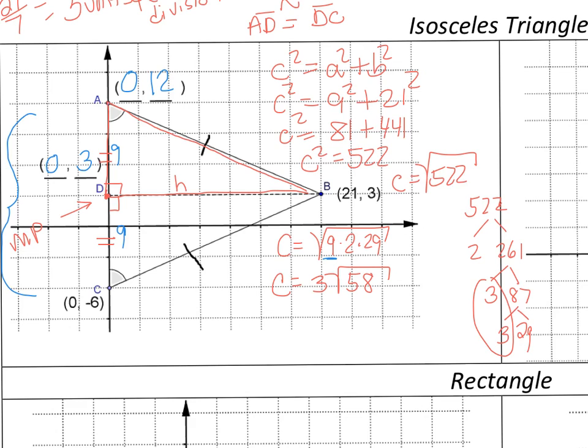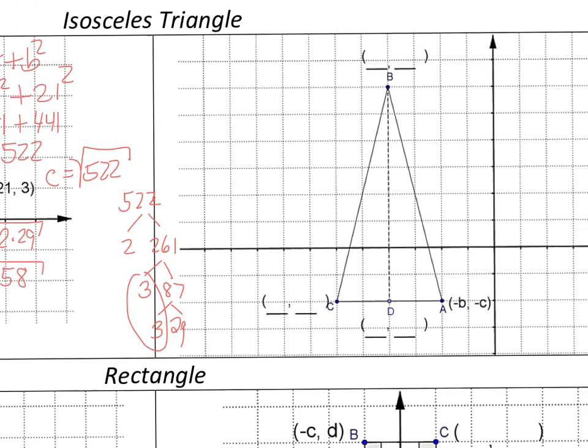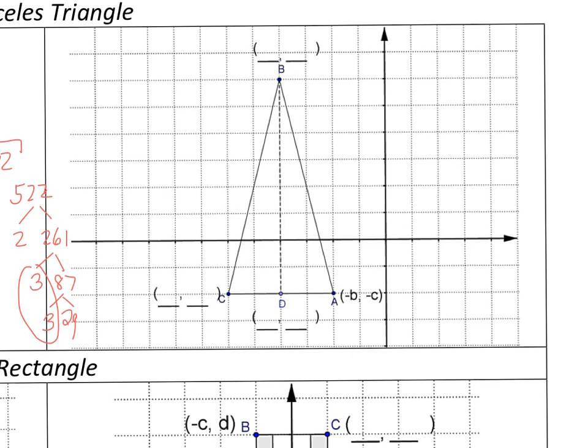So we have here the height is equal to 21, and the base is 18 units, and each of these sides is 3 square roots of 58 in length. And they are congruent. All right, let's take a look at an algebraic isosceles triangle.